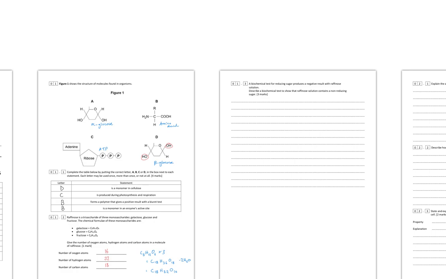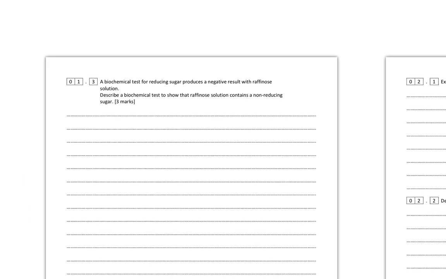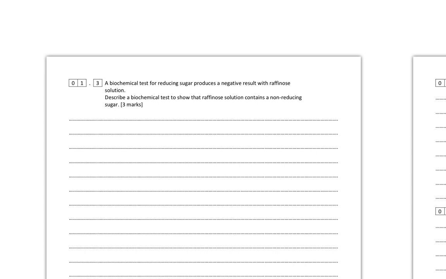Moving onto 1.3, the biochemical test for reducing sugar. You'll get used to my umming and ahhing, or you'll turn it off because it will start annoying you. But let's see anyway. The biochemical test for reducing sugar gives a negative result. So I need to show the test for non-reducing sugar. So we need a new sample of it, and we need to boil a new sample.